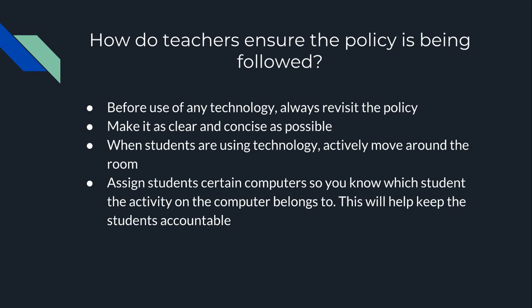When students are using technology, actively move around the room. When teachers are stationary, that's when a lot of problems happen with the technology and the students' use of it. So make sure you're constantly moving around the room, looking at students' computers, making sure they're doing what they're supposed to do. Assign students certain computers so you know which student the activity on the computer belongs to. This will help keep the students accountable. If certain students only use certain computers, when something happens to that computer, whether it's good or bad, you know who's accountable. These students use this computer, so these students are the ones that I need to talk to about what's going on with it.